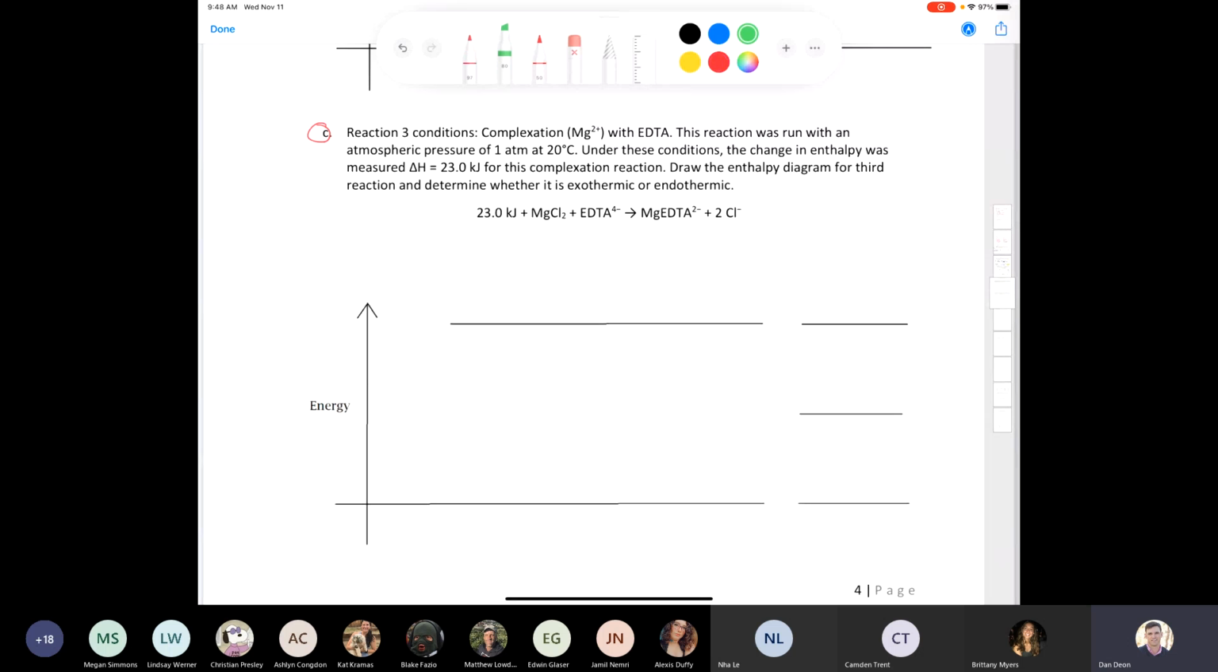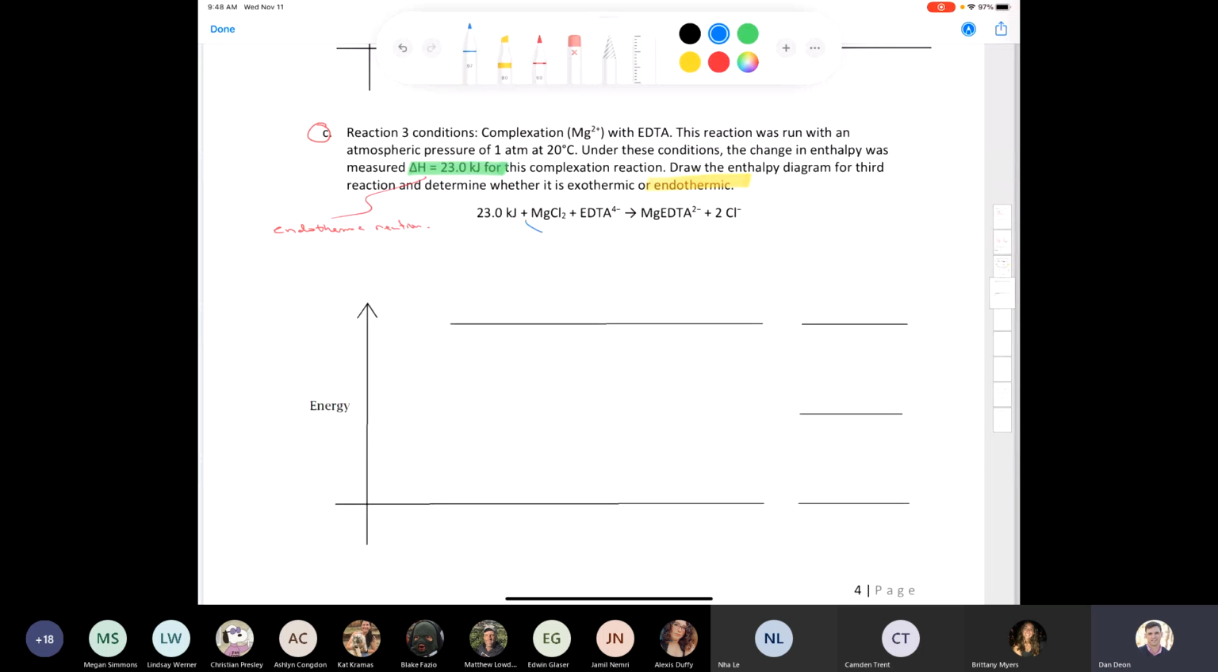So that tells you that this is what? This is an endothermic reaction. Draw the enthalpy diagram for this reaction and determine whether it's exothermic or endothermic. Well, we already did the first part. We know it's endothermic. Well, we want to take the same approach as the last time.